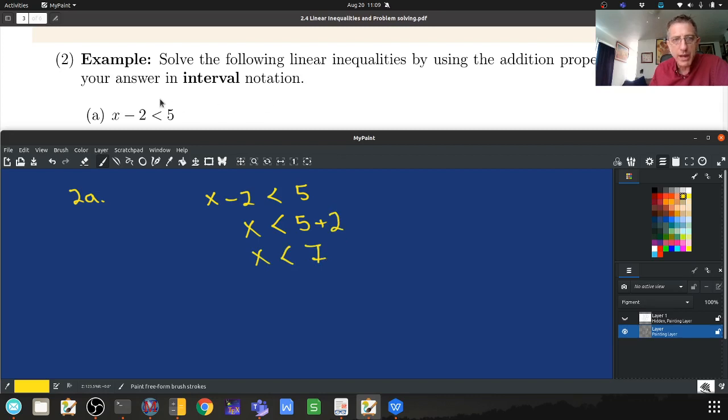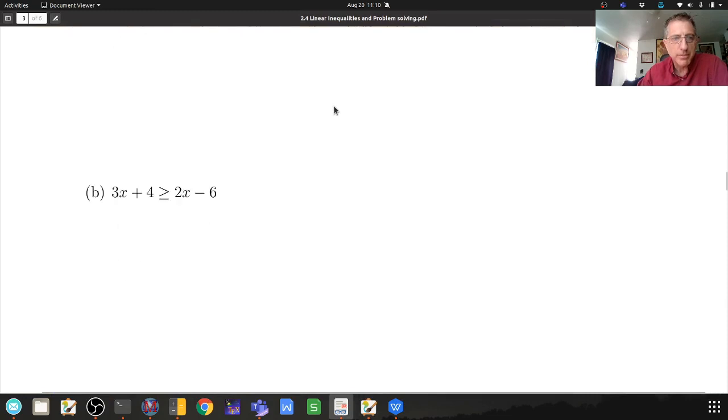And it says write your answer in interval notation. So this is all numbers less than 7. So I go all the way down to minus infinity, but 7's not included. So I have to indicate that by my open interval sign. So that's not so bad. Let's do another one. Really quite simple.